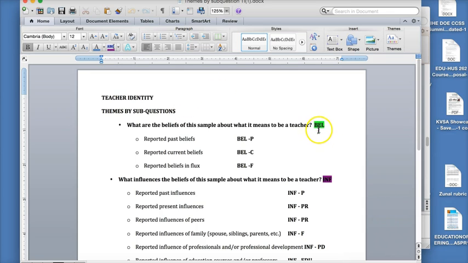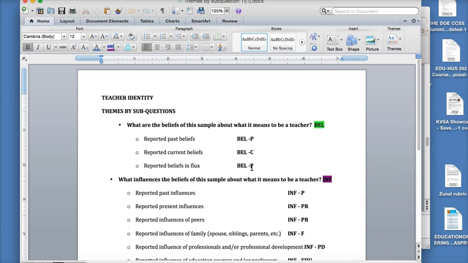So beliefs is going to be coded BEL. You can do it anything you want to. You can make them icons, whatever. But you need to be able to remember them and know how they fit. And letters are the best way to do that. So my code for beliefs is BEL. But I have 3 subcodes. One for past beliefs, for current beliefs, and beliefs in flux. So I have beliefs P for past, beliefs C for current, beliefs F for flux.